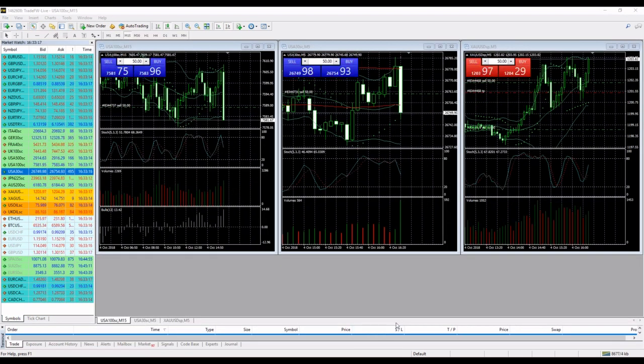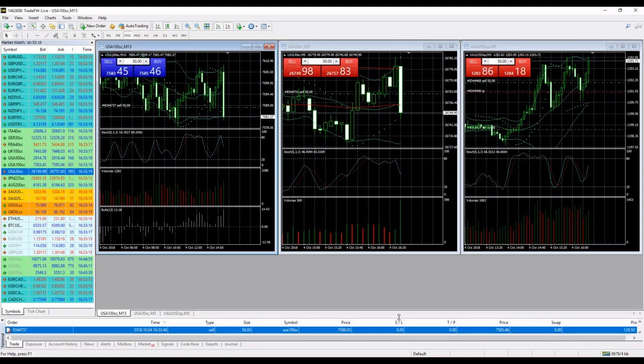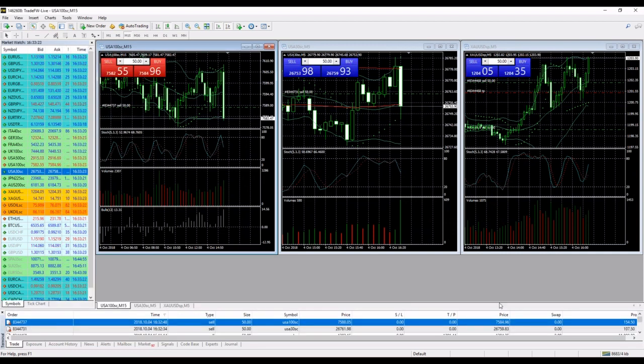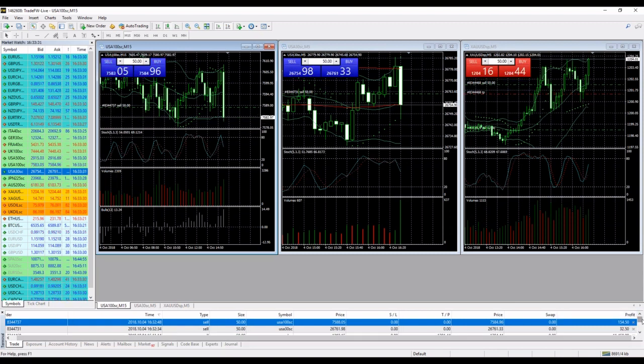So we shorted USA 100 and USA 30. We are making right now $200 on USA 100 and $200 on Nasdaq. Let me see. I will close. I will put directly.